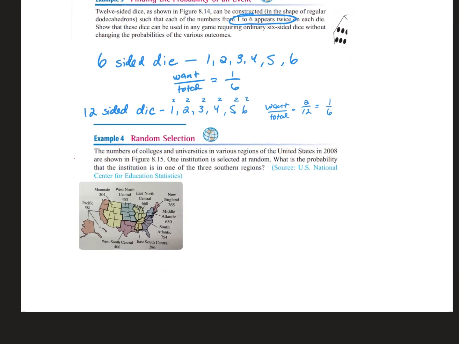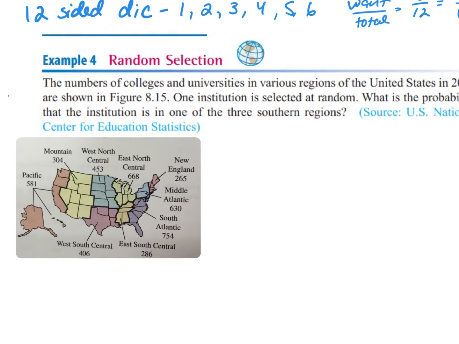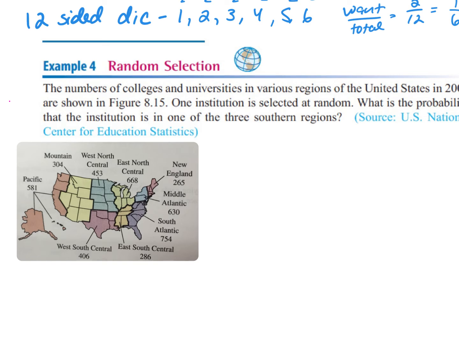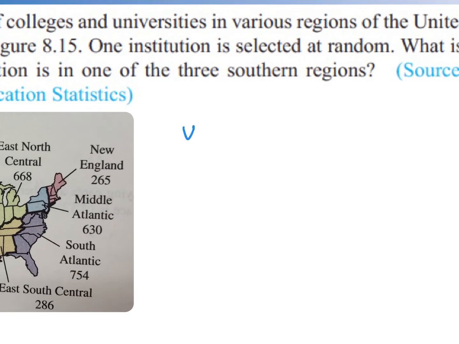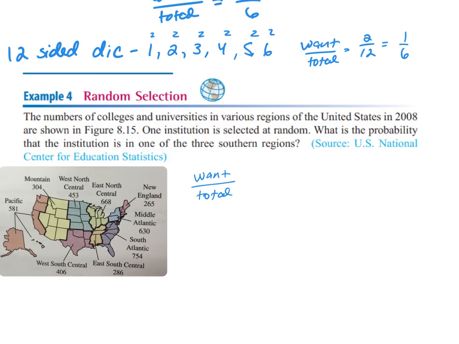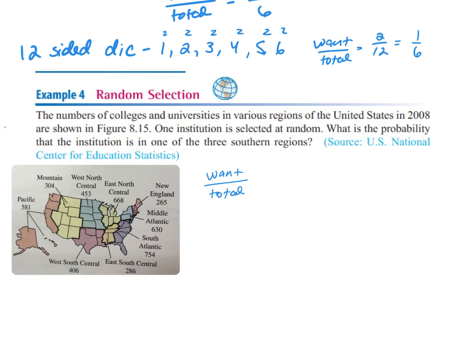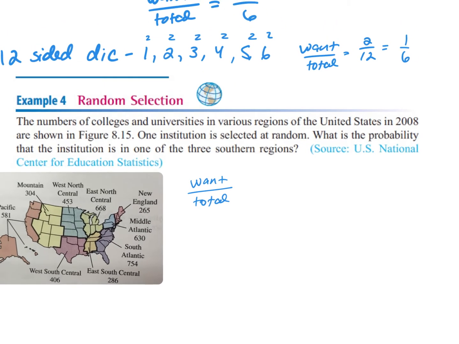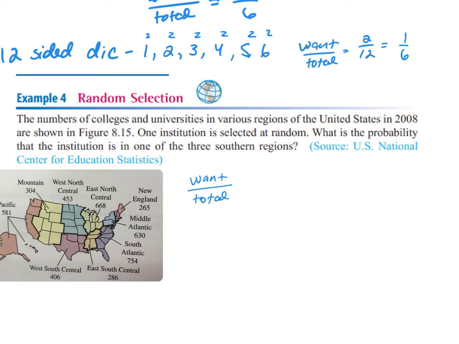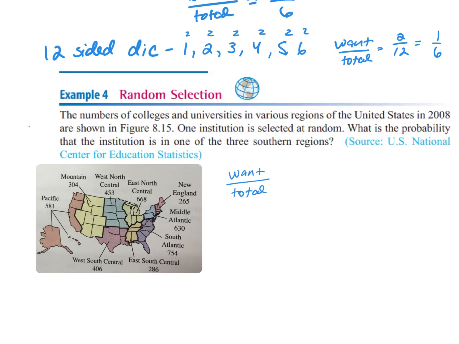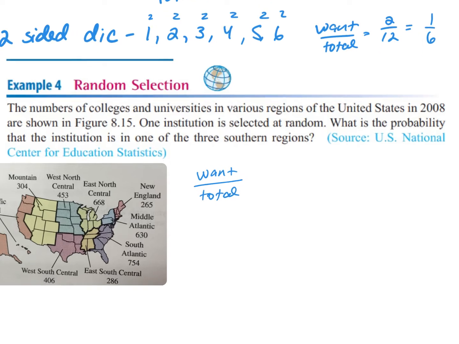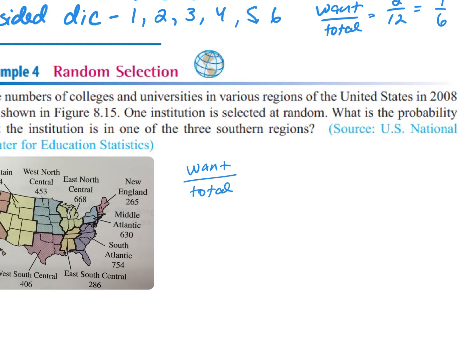No big deal. All right, you get a question like this. Again, probability is what? How do we think of probability? Want over total, all right? I told you guys you're going to have word problems, but you're going to be just fine. It says the numbers of colleges and universities in various regions of the United States in 2008, and so on. One institution is selected at random. What is the probability that the institution is one of the 3 southern regions?